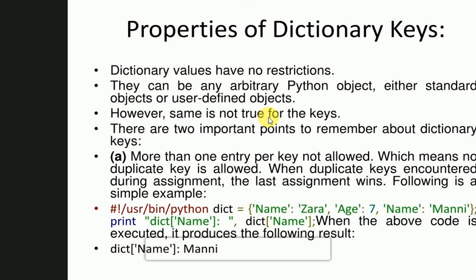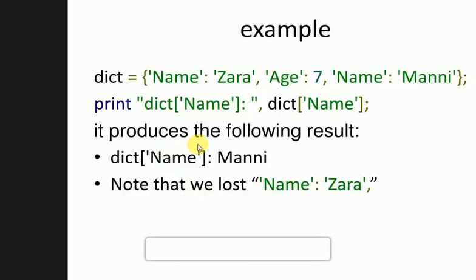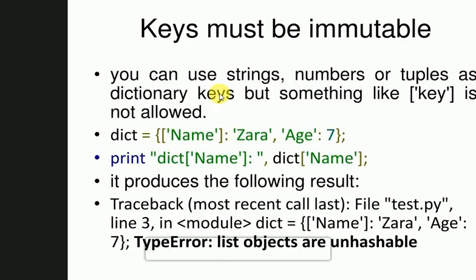The same is not true for the keys. There are two important points. More than one entry per key is not allowed. You can use one key at a time within the braces; within name I can't use age, so for age I have to use a comma. This is the example which we studied. And keys must be immutable. If you are using name, name is immutable; you can change Zara, but you can't change the key name.